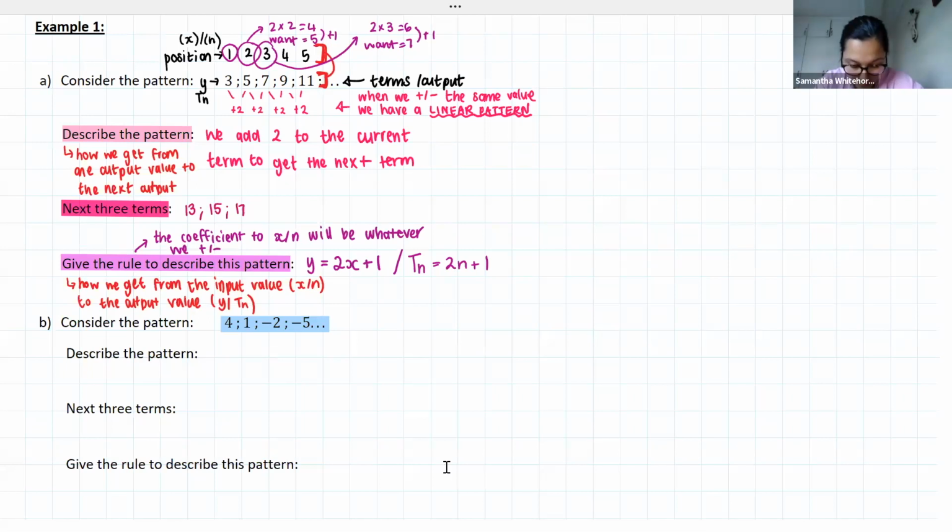So in the chat, that's what I want to see happening. Let's give it a go, and then we'll have a look at the answers in a few minutes. So I want a description. I want the next 3 terms. And then I want the rule for this number pattern. I've left question 1 up, so you can see how we did essentially all of those questions in the previous example, and that will help you get your answers to the second example.